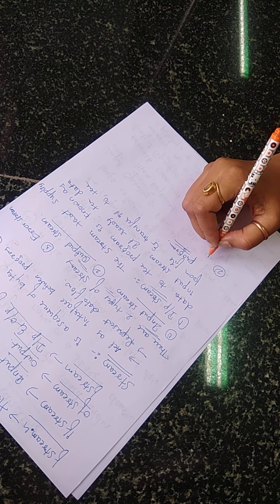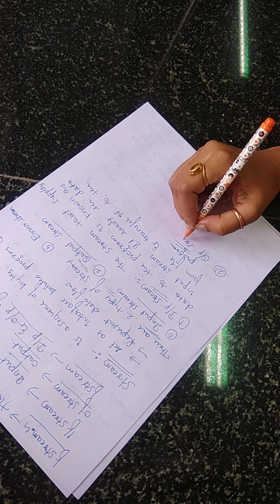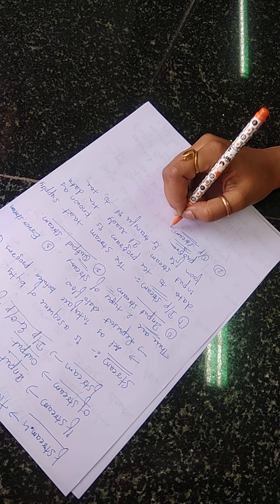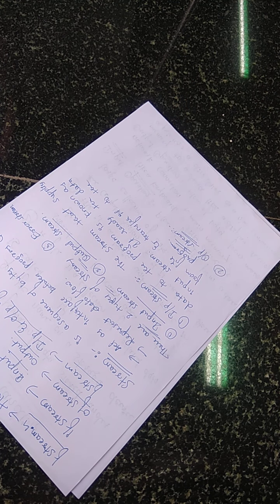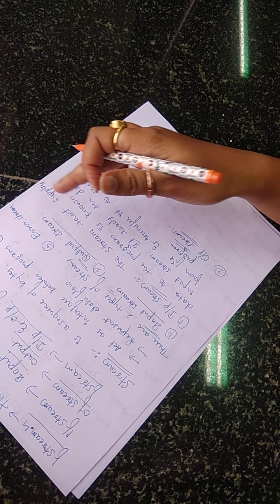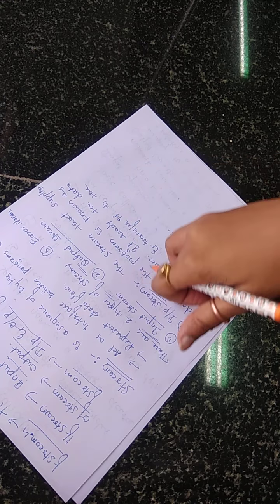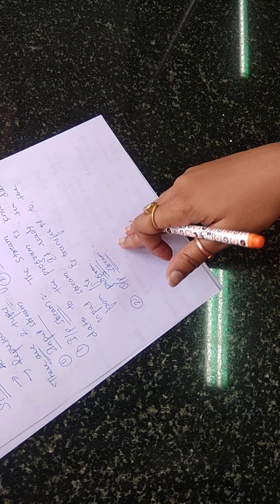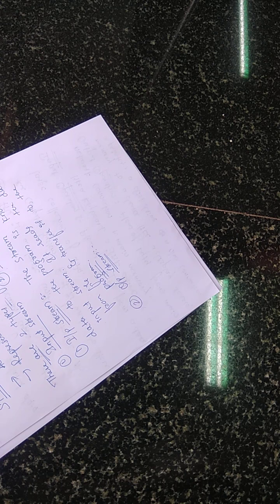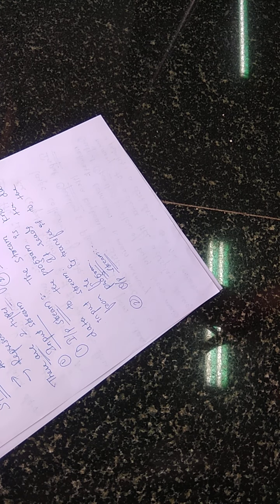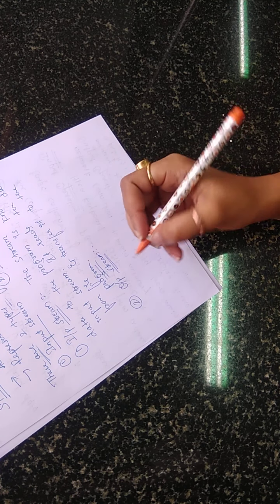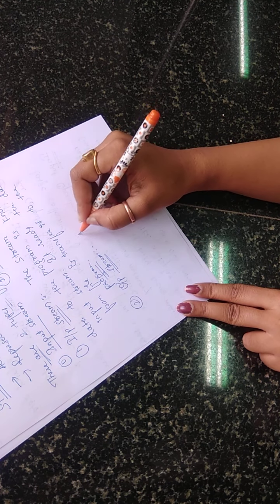Next, come to the second one. What is your output stream? We'll see what you mean by output stream. The stream that receives the data from the program. The stream that supplies data to the program is your input stream. And what is your output stream? The output stream is nothing but the flow of the data from your program. The data or the stream that receives from your program is called as your output stream. So take down the meaning.